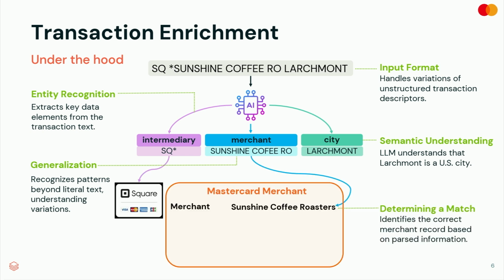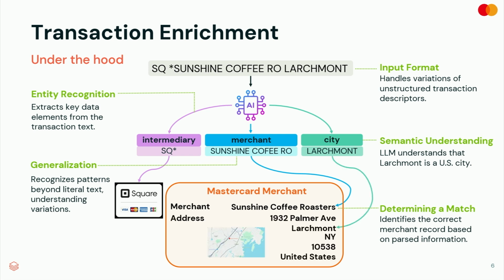Now, the second module of the enrichment is the matching process. For that, we use another LLM that identifies the correct merchant based on the parsed information. In this case, we put the intermediary aside because it's not really useful for the matching. So we just take the merchant name, we take the city, and we match it in Mastercard's merchant database.